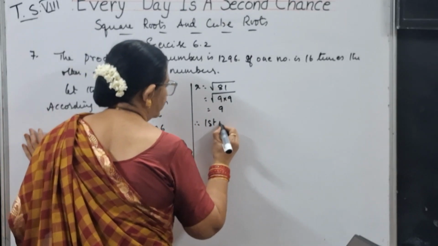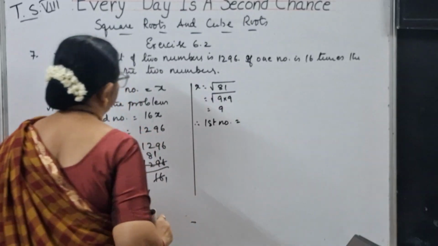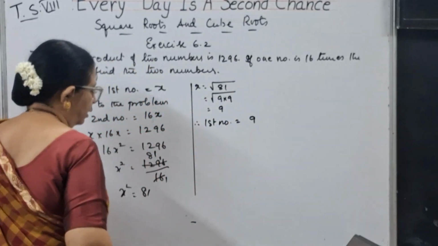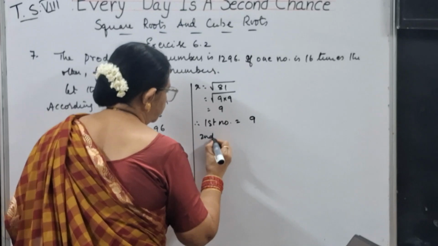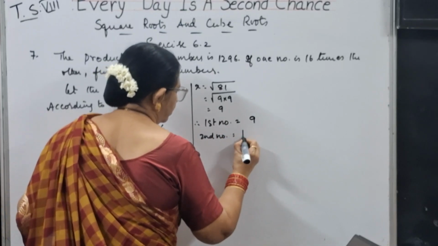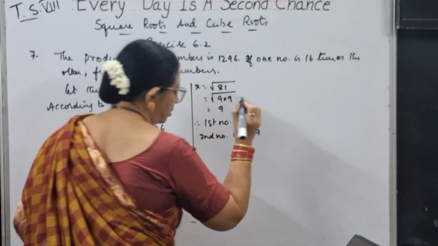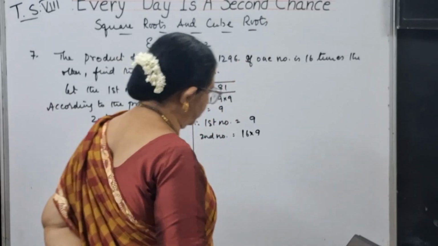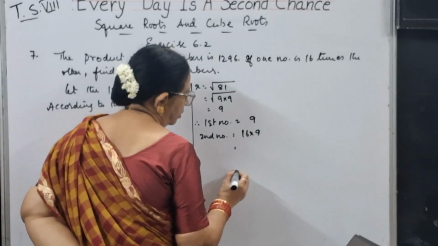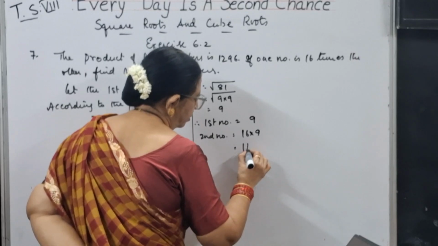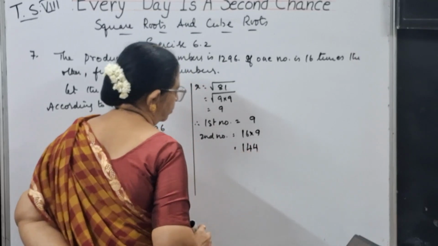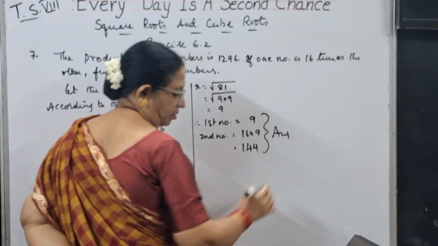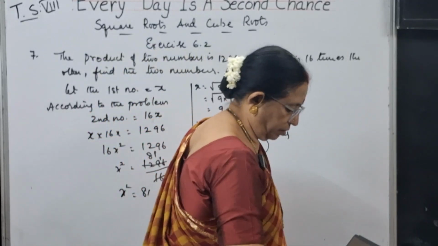Therefore, what is the first number? First number is 9. And what is the second number? 16 multiplied by 9. So 16 nines are how much, children? 144. So these two are the answers, children. Please note it down.